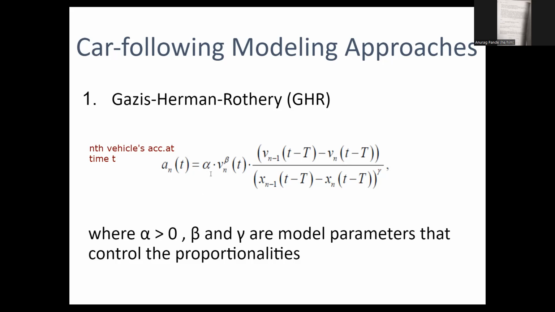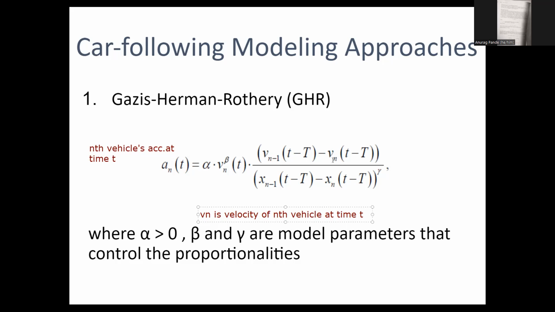It is equal to, but let me first say it's proportional to, alpha. Alpha is a constant parameter that makes these things equal. It's some version of V_n, where V_n is the velocity of the nth vehicle, and then the numerator of this term is V_(n-1) minus V_n.